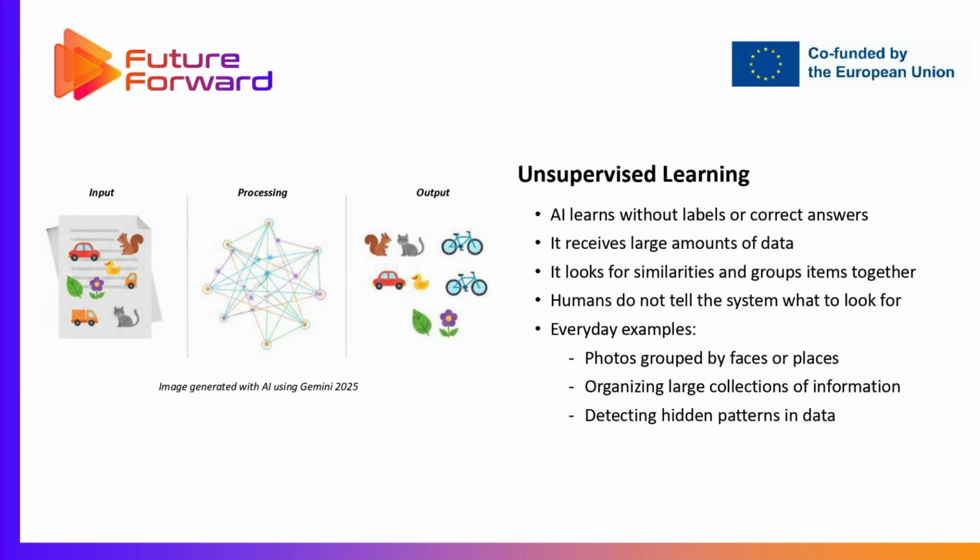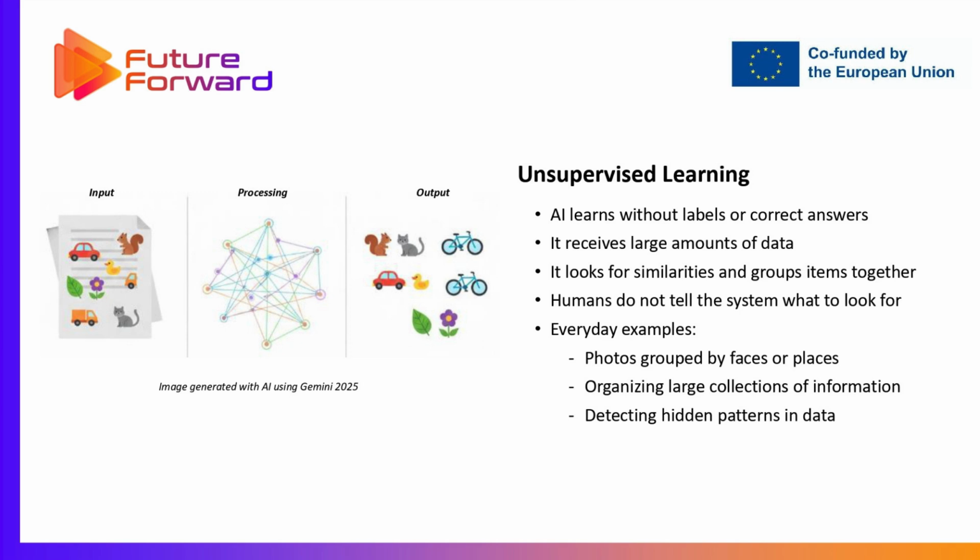Another way AI learns is called unsupervised learning. In this case, the system is not given any labels or correct answers. Instead, it receives a large amount of data and learns to spot what items look similar or often appear together. You've already seen this type of learning in tools you use every day, like your phone automatically grouping photos by faces, places, or events. Nobody tells the system who the people are. It simply notices which pictures share the same features.